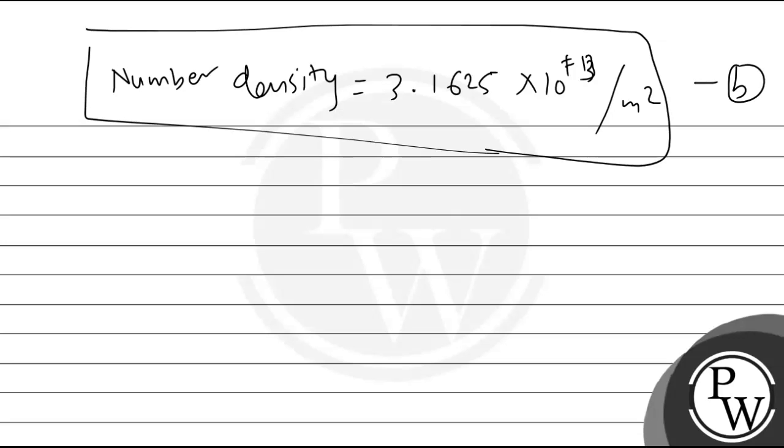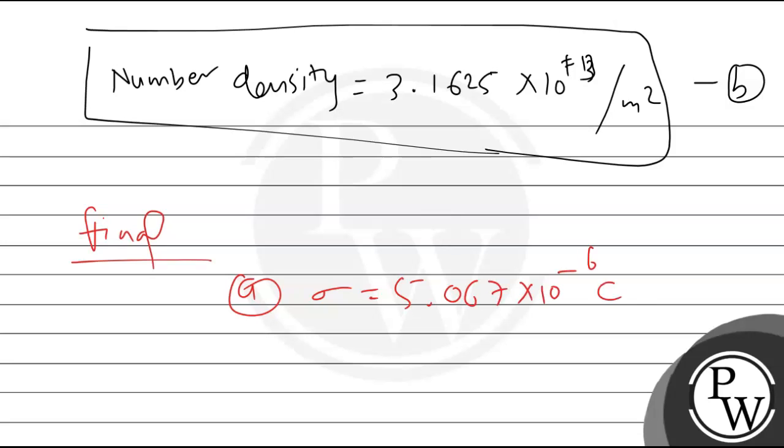So our final answer is, for the question number A, sigma equal to 5.067 into 10 raised to power minus 6 coulomb per meter square, and for the question number B, number density is equal to 3.1625 into 10 raised to power plus 13 per meter square.